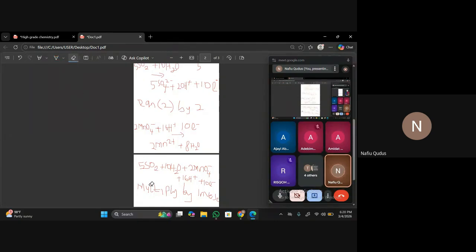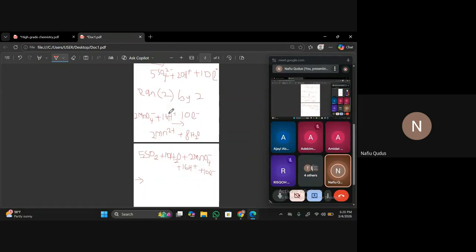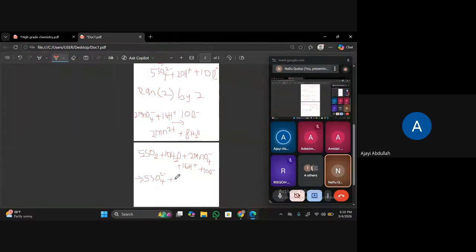Which gives 5SO4 2 minus plus 20H plus plus 10e minus plus 2Mn2 plus plus 8H2O.